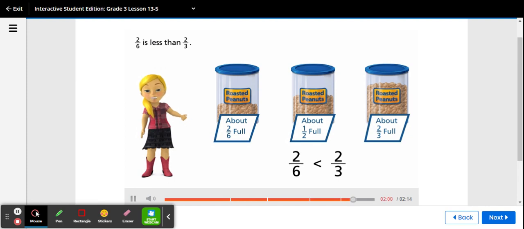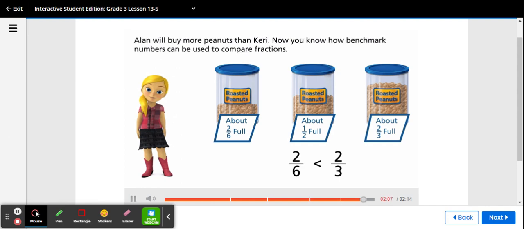Remember, 2/6 and 1/3 are equivalent fractions. Alan will buy more peanuts than Carrie. Now you know how benchmark numbers can be used to compare fractions.